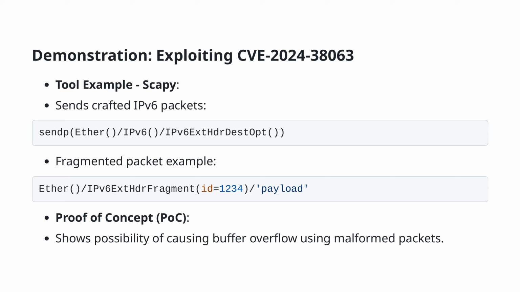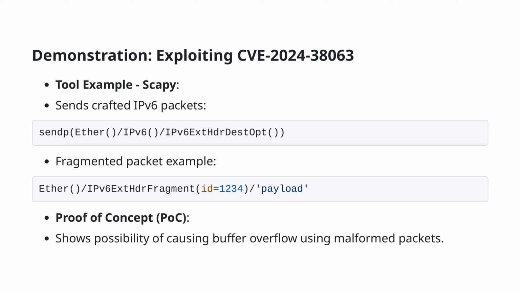In this slide, we're going to explore a demonstration of how CVE-2024-38063 can be exploited using Scapy, a powerful tool for working with network protocols. Here we've crafted specific IPv6 packets that highlight potential vulnerabilities within the system. As shown, we can use Scapy to send these packets, such as through the sendp function. An example packet might involve Ethernet, IPv6 headers, and destination options, illustrating how a payload can be manipulated.